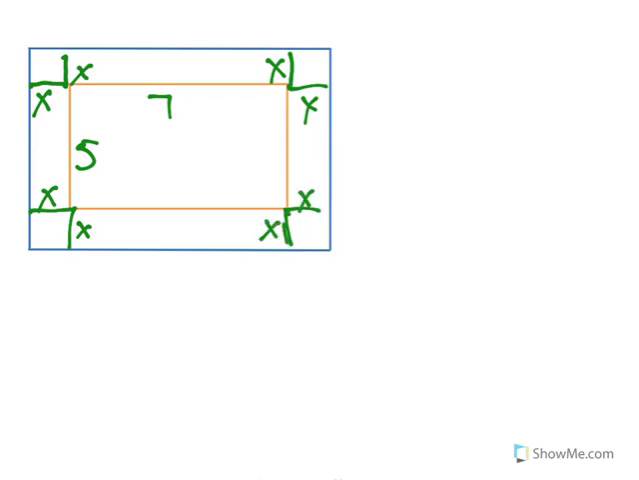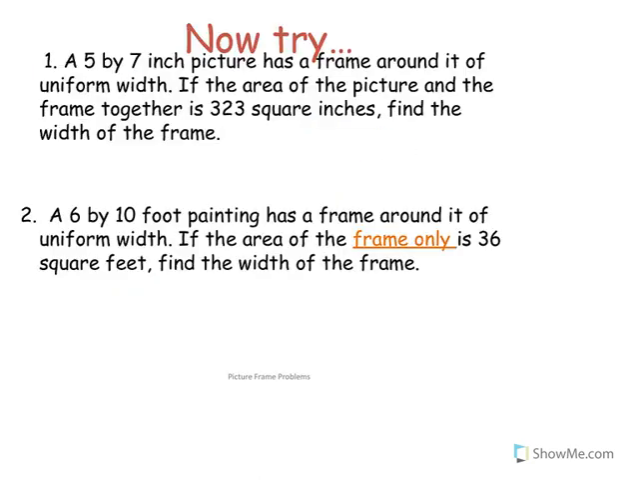So the first one says I've got a 5 by 7 inch picture. So I'm going to have 5 by 7. And it says that it's got a uniform width around it. So we should be no stranger to that if you were following along with what we just did. And again, you should be able to label each of these longer sides. So if that's 7, and I've got x on each side, I've got 7 plus 2x, and I've got 5 plus 2x. And it says the area of the picture and the frame together.